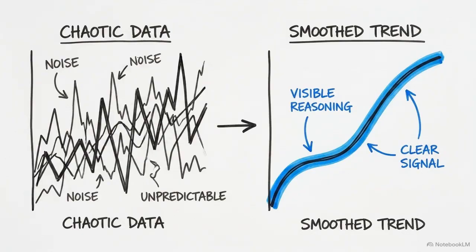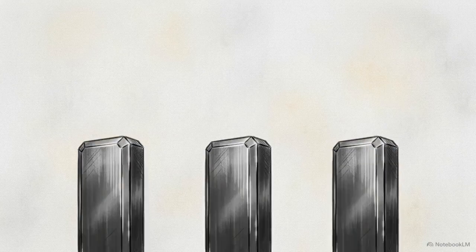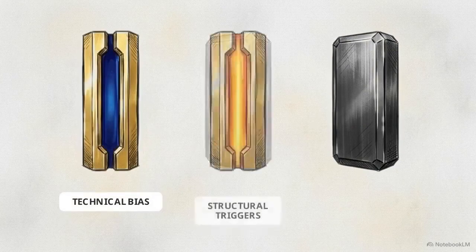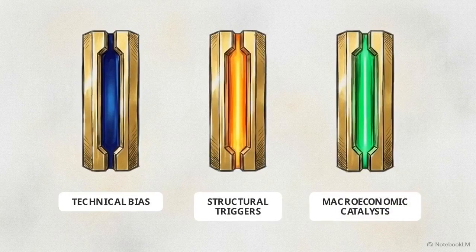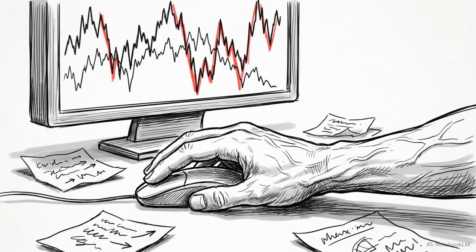To filter out that early session noise, we apply a specific, strict framework known as the triad of momentum. This framework requires the absolute alignment of three distinct pillars: technical bias, structural triggers, and macroeconomic catalysts. Executing a trade before all three of these pillars converge exposes your capital to a mathematically low-edge environment. You are effectively guessing in the chop.